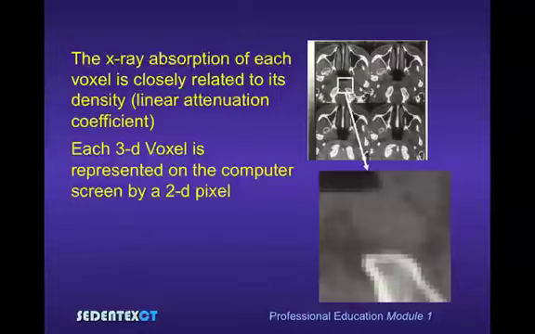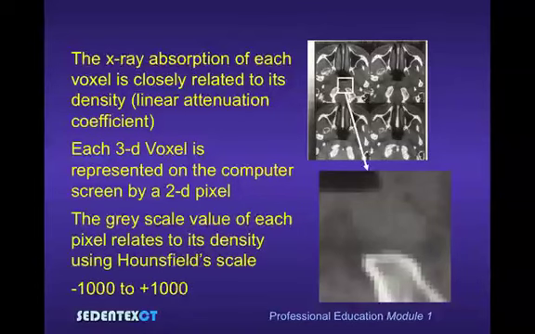If we look at this close-up picture of the scan on the top right, you can see the individual picture elements making up part of the image. Each pixel has a grayscale value. This grayscale value relates to its density using something called the Hounsfield scale, which traditionally runs from -1000 to +1000, although in some CT scanners this may be extended to -2000 to +2000 or other ranges.